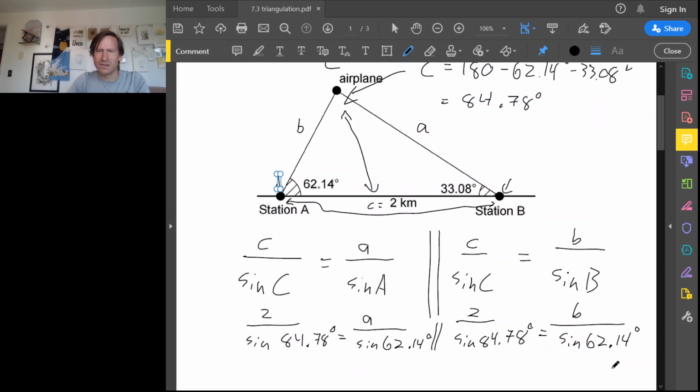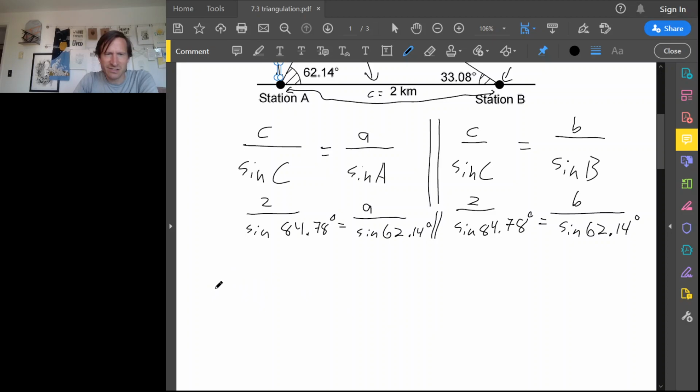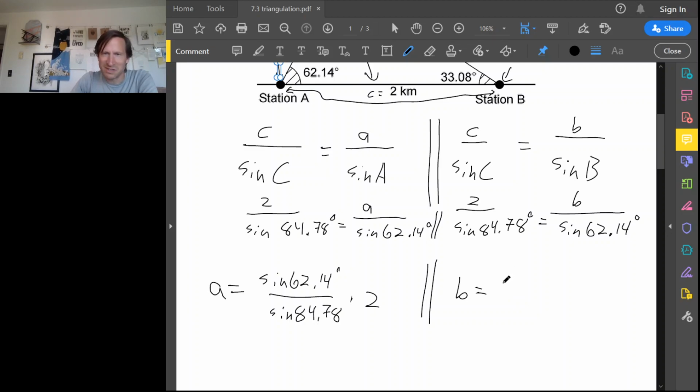62.14 degrees. Let's see, rearranging these to solve for little a and little b, we get little a is sine 62.14 degrees over sine 84.78 degrees times 2. And then for b, we get little b is almost the same thing, but I've made a mistake somewhere. This angle shouldn't be the same as that angle. Oh, this shouldn't be 62.14. This should be 33.08. There we go.